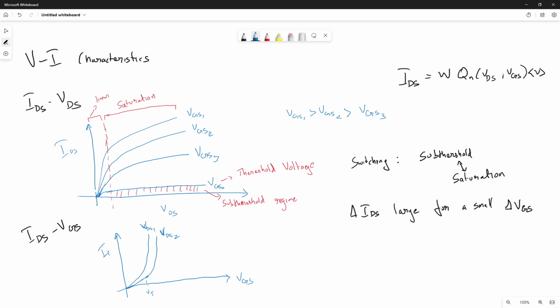Okay. So this is IDS. So here again, VDS 1 is greater than VDS 2. That's all. Of course, below the threshold, the rate of increase will be less. Above the threshold, the rate of increase will be very high.